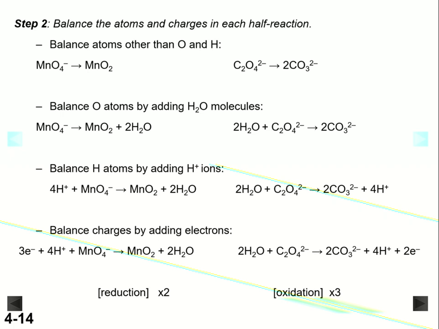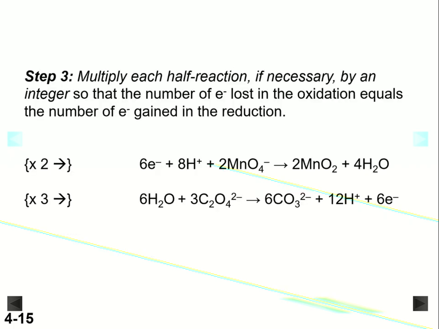But we can't add the 2 reactions together because the manganese reaction has 3 electrons and oxalate has 2 electrons. So we'll multiply the manganese reaction by 2 and the oxalate reaction by 3. Now we'll have 6 electrons on both reactant and product side. And by multiplying the first one by 2, we see the resultant is here, 6 electrons plus 8 protons, plus 2 permanganates gives 2 manganese 4 oxides plus 4 waters. The second one we multiply by 3, and the resultant is, as shown, 6 waters, 3 oxalates to give 6 carbonates, 12 protons, and 6 electrons.